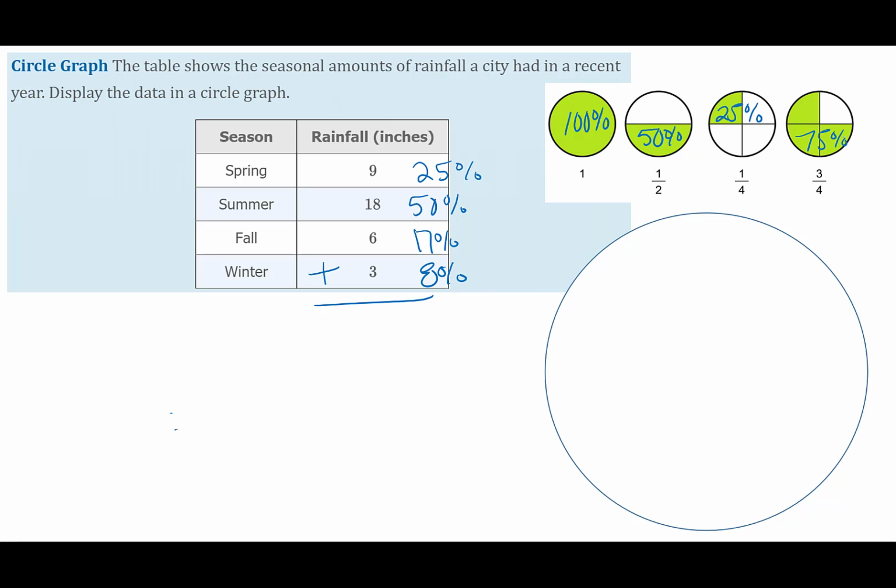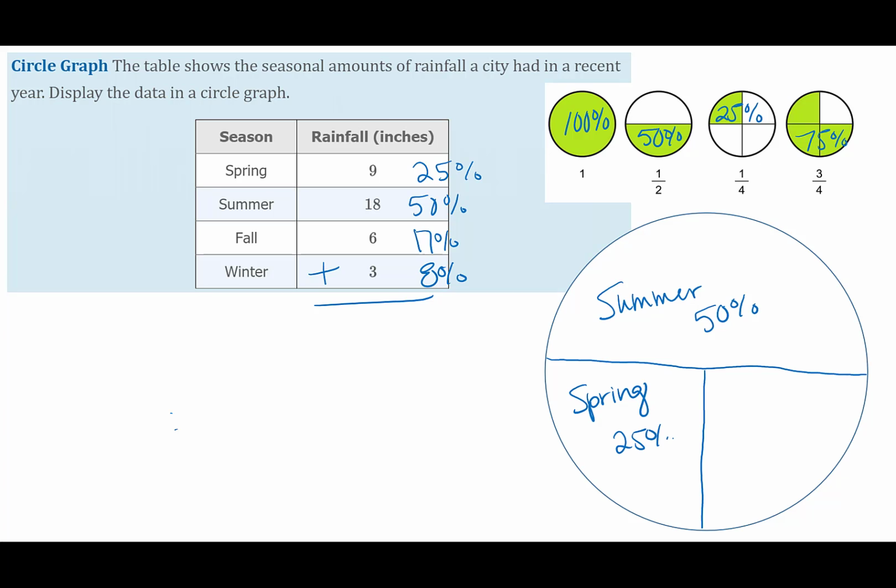And so when I look back at the data, the first thing that sticks out is the 50%. So I am going to draw a line just straight across the circle. You need to label the sections of the circle graph. I'm going to say summer 50%. Now I'm going to go on to spring because that's 25%, and that's another common percent that I recognize. So from the middle, I'm going to go straight down to split the other 50% into two parts. It doesn't matter which one you claim for spring, but I'm going to write it over here, spring 25%.